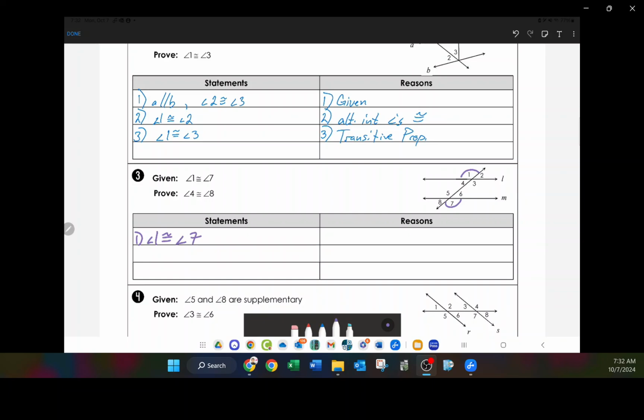All right, so we could go with the fact that they both make linear pairs. So 1 is supplementary to 4 and 7 is supplementary to 8 because they make linear pairs. And then if angles are supplementary to congruent angles, then those angles are congruent.